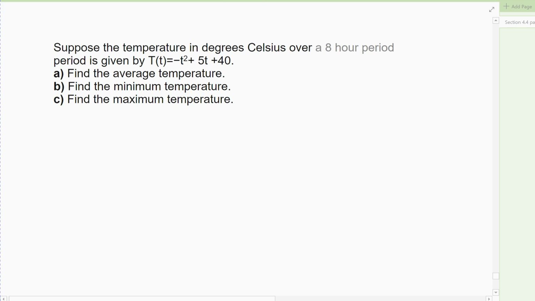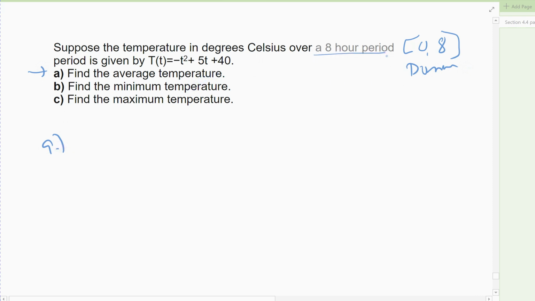Suppose I've got the temperatures in degrees Celsius over an 8-hour period. So again, from 0 to 8 would be my domain, given by that capital T function, in degrees Celsius. The first one is the new stuff, right? The average. A. Find the average temperature over the 8-hour period.